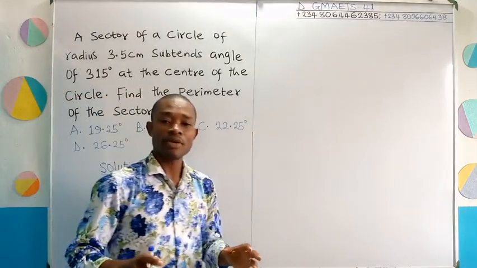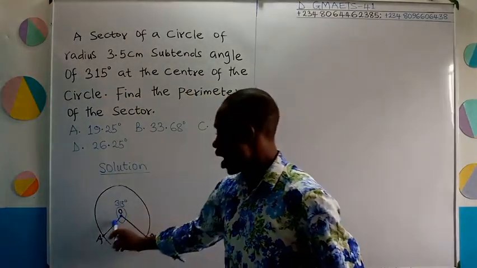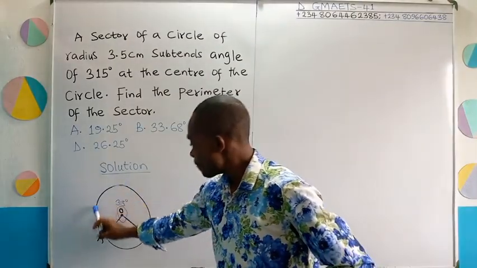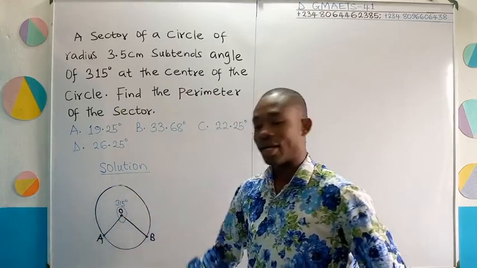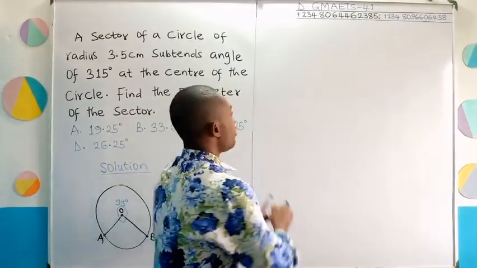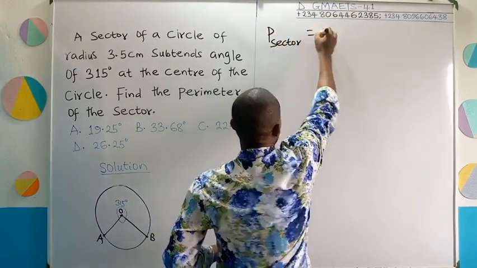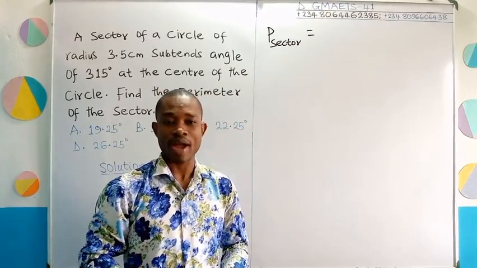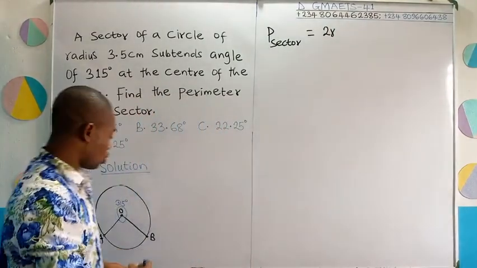Okay, so to solve the perimeter of a sector, all we have to do is add these two radii to the value of the length of this major arc. And so the perimeter of a sector, let me use P sector for it, is equal to 2r plus theta over 360 times 2 pi r. That 2r is simply the addition of the two radii.